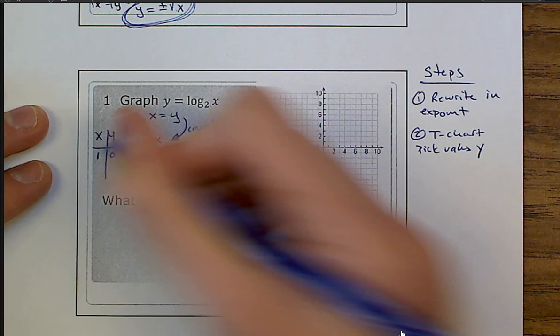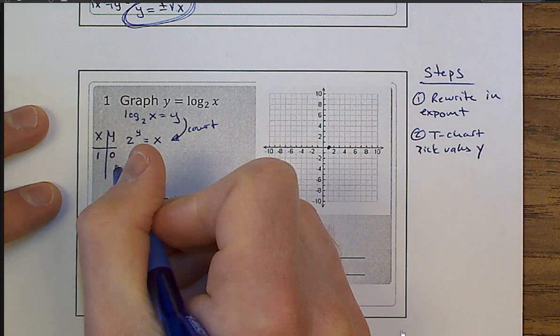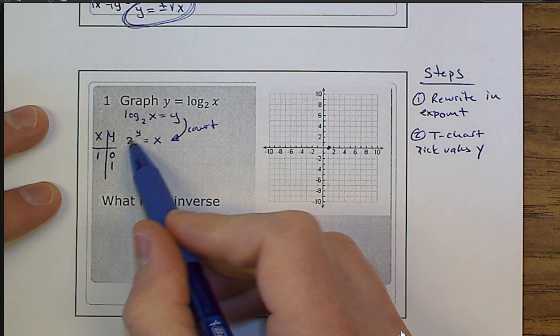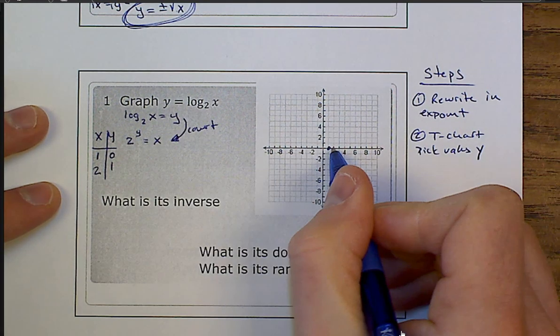Okay? So 1, 0. Let's plug in a 1 for y. 2 to the first is 2, so x equals 2. So 2, 1. 1, 2, and up 1.